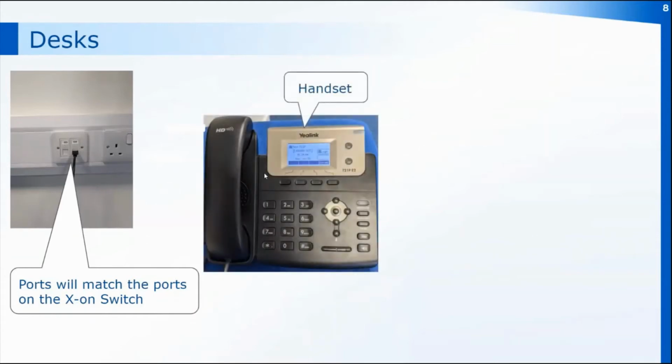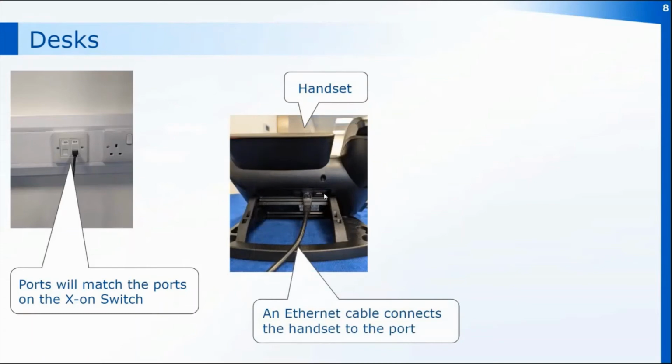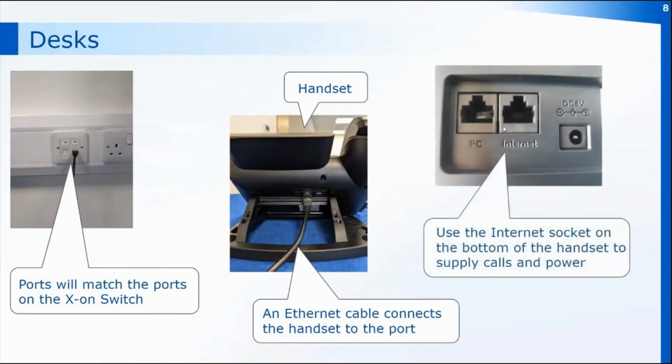On your desks, you'll have your handsets, either a T21 or the T27. And on the back of the handset, there will be some sockets there, and you'll connect the phone to the port in the wall using an Ethernet cable. On the back of the phone, there are different sockets there. So the Ethernet cable will be plugged into the internet socket on the phone, and that will then provide both power and calls to that particular extension.